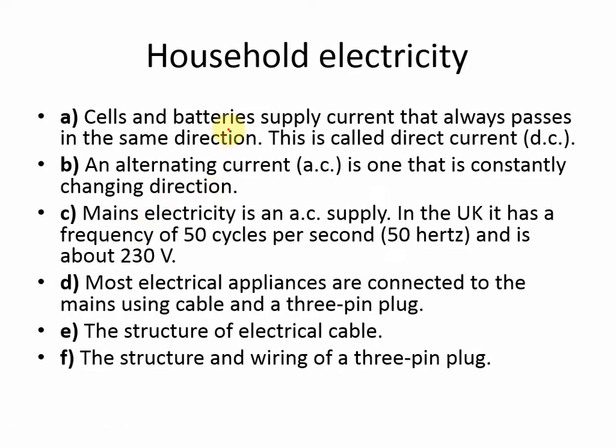So household electricity, cells and batteries supply DC. That's current that always flows in the same direction. So if we've got a graph, this will be DC, but usually we see it as a straight line like that. I shouldn't say DC current, I should say DC electricity. The first C actually stands for current.